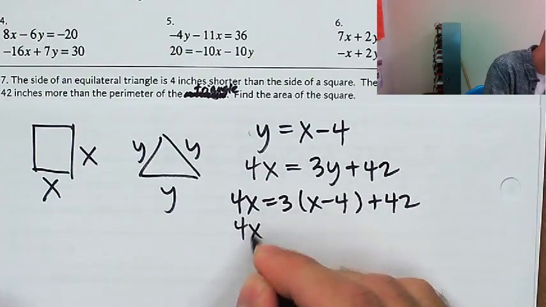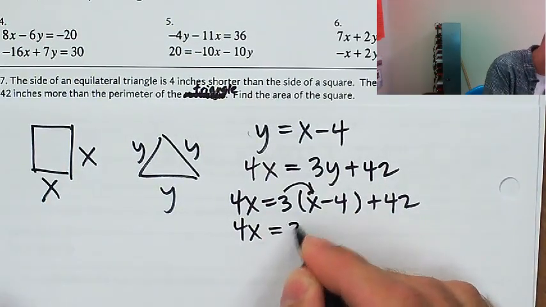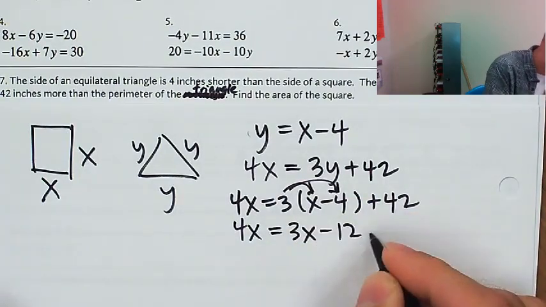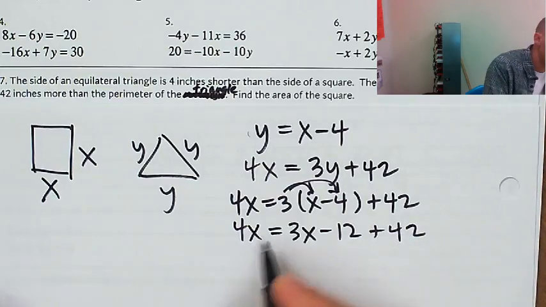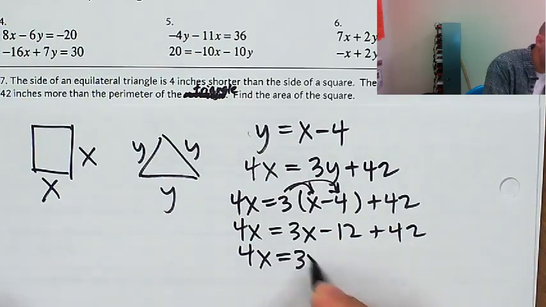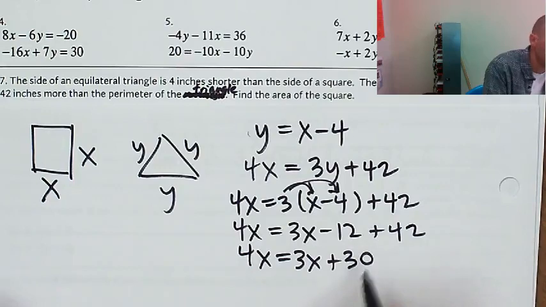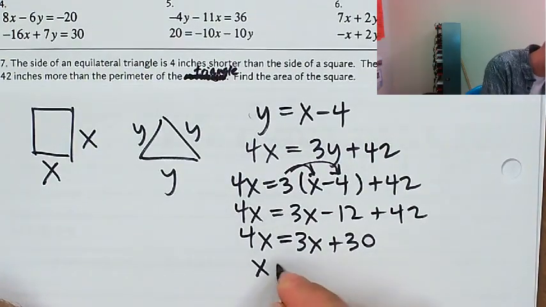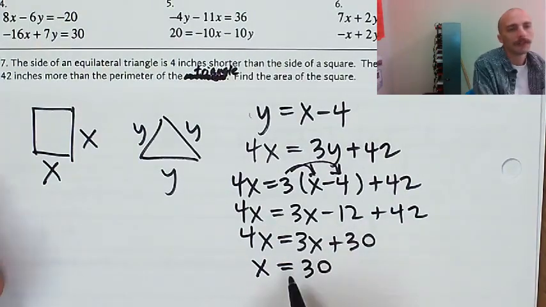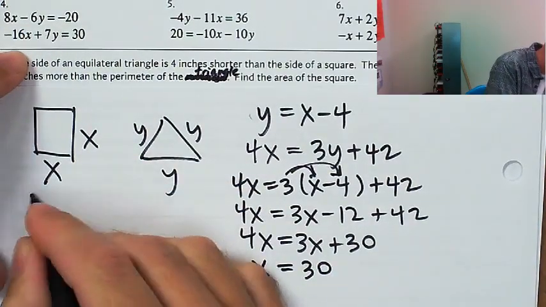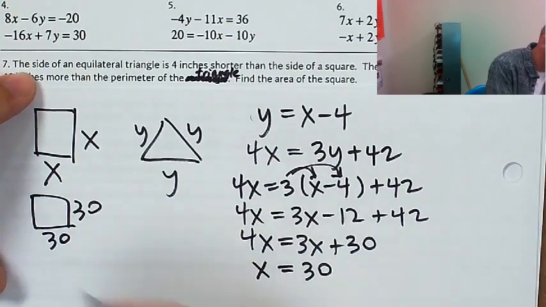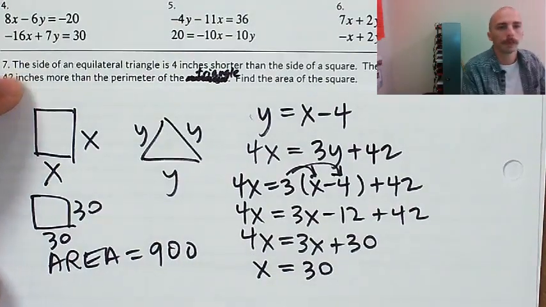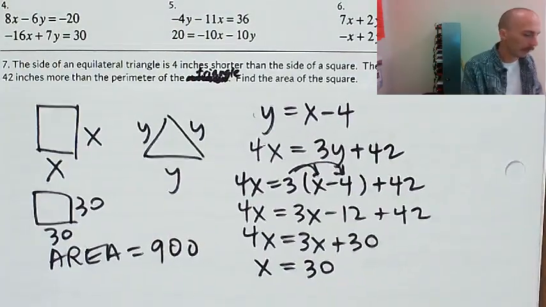Okay, so I've got 4x. I'm going to distribute this 3 over to the x, 3 to the -4, and plus 42. So 4x equals 3x plus 30. Then I'm going to subtract 3x from both sides. 4x minus 3x is just going to be 1x is equal to 30. And if x equals 30, then my square is 30 by 30, and the area is going to be 900. And that's how we did that one.